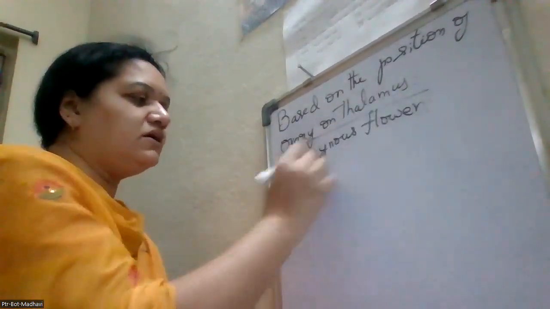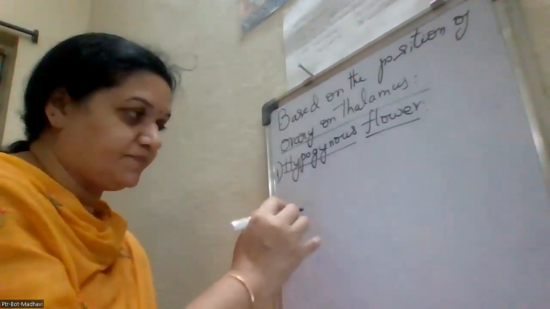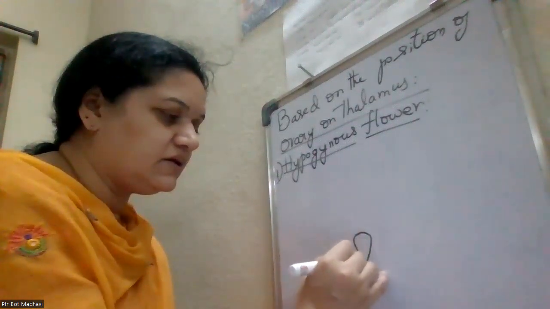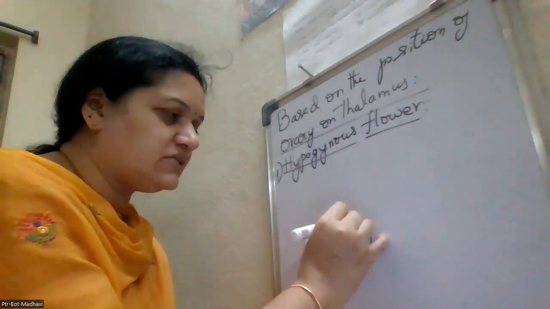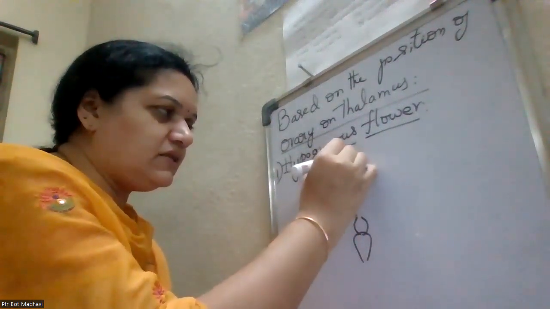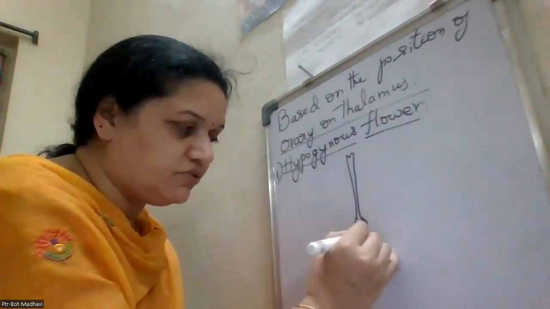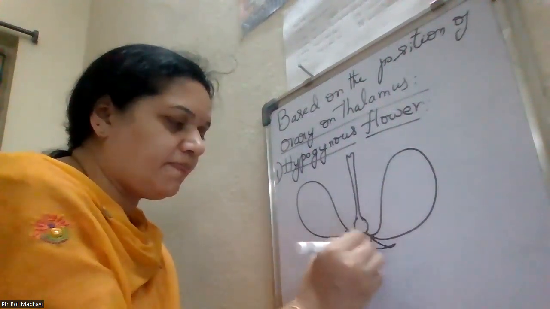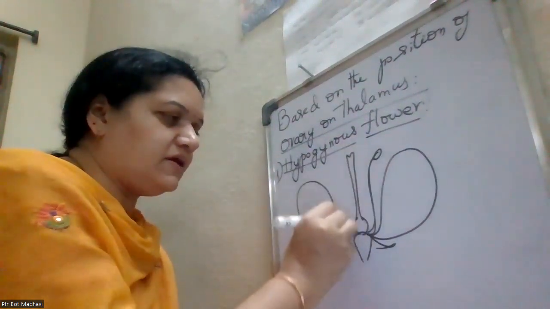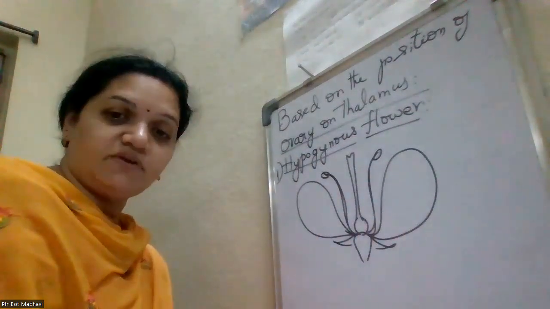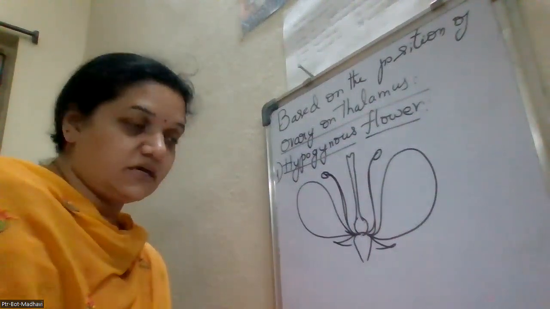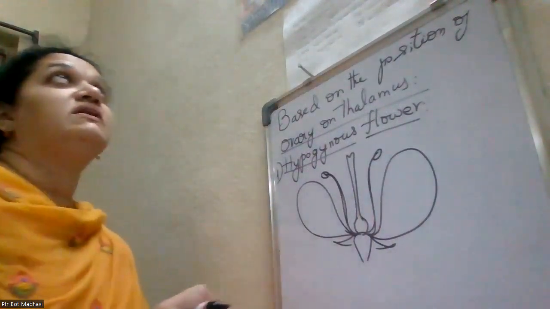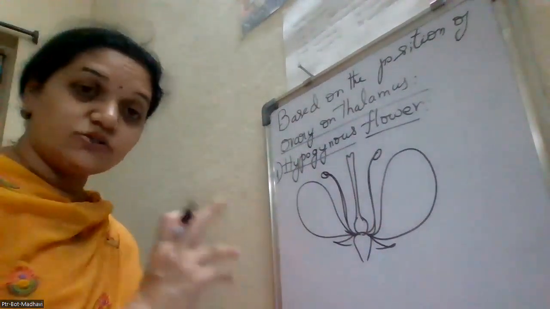Hypogynous flower means when the ovary is present on the thalamus and the thalamus has a somewhat curved tip. The ovary is present in the center and other floral parts are present just below the ovary. That type of flower is called the hypogynous flower. When the ovary is above the thalamus and all other floral parts are attached on the thalamus at the base of the ovary, that is called the hypogynous flower, with a superior ovary.